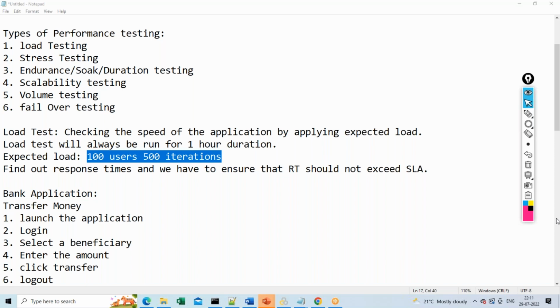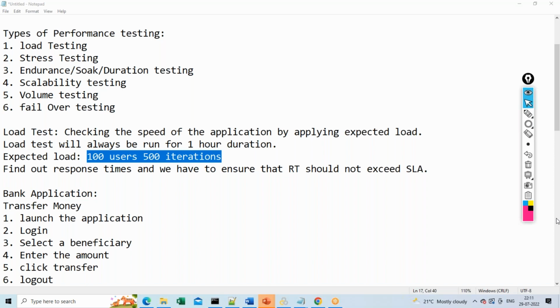Endurance test, whether for the client... No, we should only tell the client that these are the mandatory tests. Don't include the volume test. At least the load test, stress test, and endurance test.